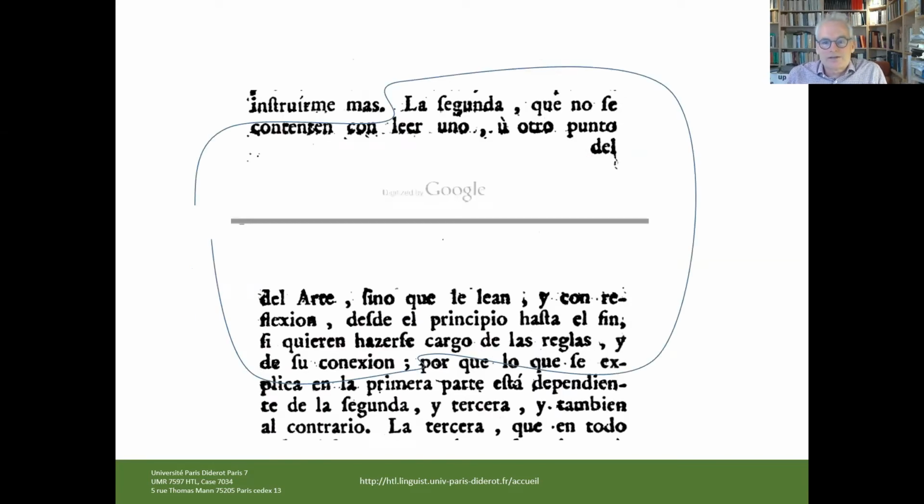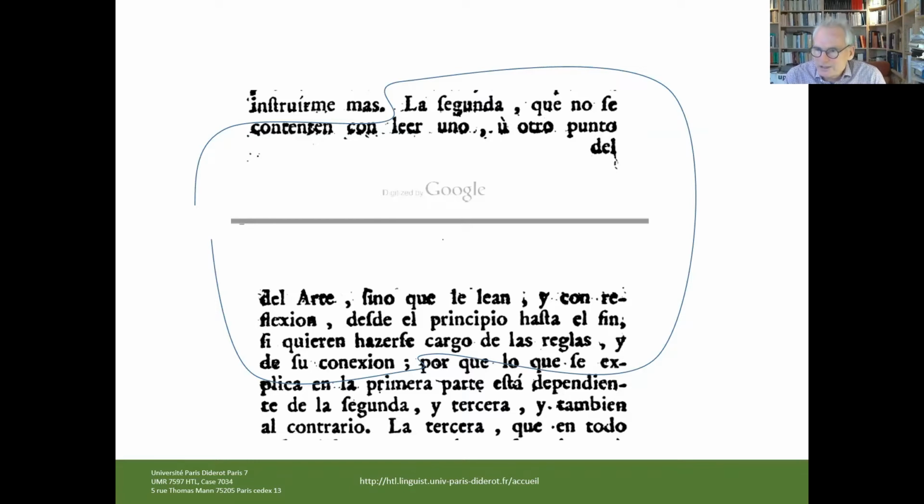And other languages had also different problems, and here you find again how to learn and how to read those texts. And I will come back to this later, but here you find already an opinion: que no se contenten con leer uno y otro punto del arte, sino que le lean y con reflexión desde el principio hasta el fin, si quieren hacerse cargo de las reglas y de su conexión. This is an opinion. How can you read a grammar? Or maybe how can you teach a grammar? And we do not know very many details about that.